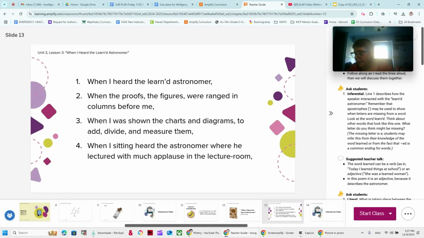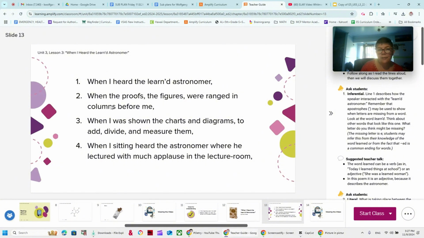Okay, look back at the beginning of the poem. The speaker hears the astronomer, but he sees many other things. Name what he sees in lines 2 and 3. Please pause me and do that. Whitman repeats the word when a great deal. Where does the word when appear in these lines?